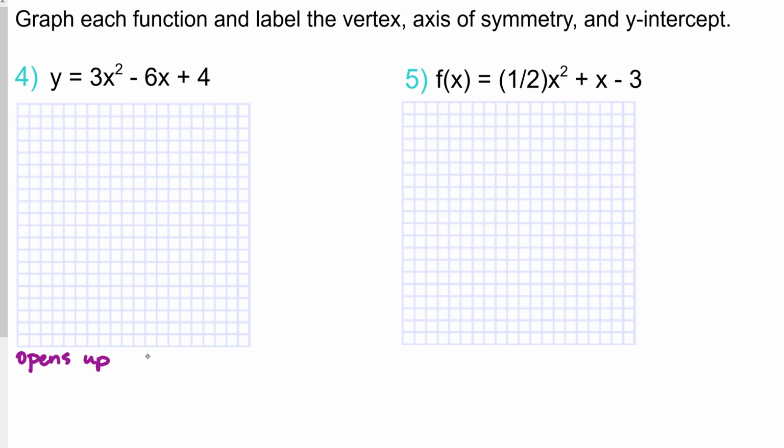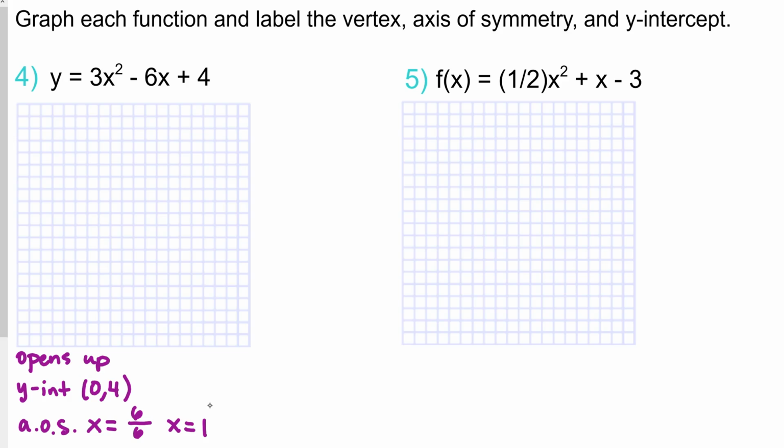What's the y-intercept? If you put 0 in for x, you get 4, so it's the point (0, 4). That's the value of c. Let's find the equation of the axis of symmetry. I'm going to call that AOS, axis of symmetry. So we have the opposite of b over 2a. So x equals the opposite of b, 6, over 2a, 2 times 3, 6. So x equals 1 is the axis of symmetry.